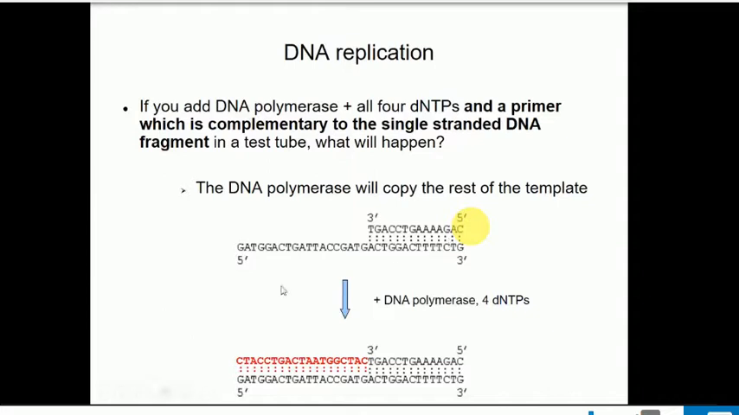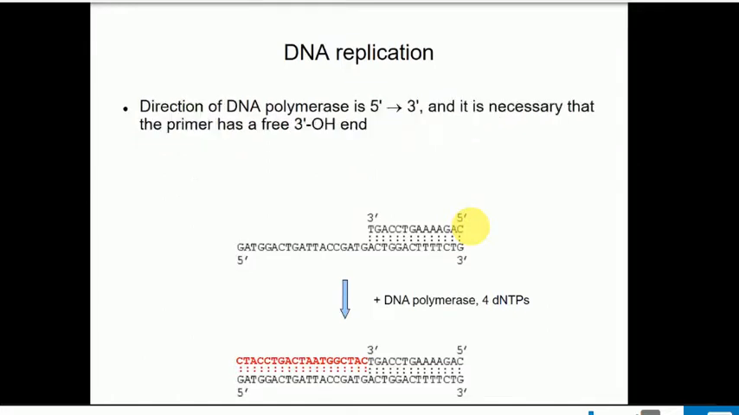So here's your starting point. You've got your template DNA. Here's your primer. You add DNA polymerase. You add the four nucleotide precursors. That will then synthesize the strand of DNA. The strand will stop when it gets to the end of the template. It can't go any further because there's nothing to copy. Okay? Now, this is all stuff that hopefully you know from undergraduate work. It's just revision, but you'll see why it's important in just a moment.